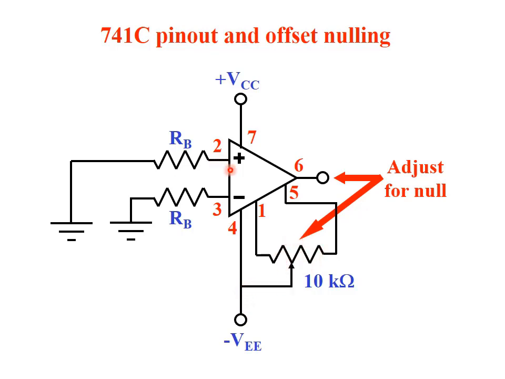So how do we do the offset nulling? We connect the non-inverting input and the inverting input to ground. That means we will have 0 volt and 0 volt on the inputs, so the output should be 0. Now we bring a voltmeter and we measure the voltage on the output. If it's not 0 volt, then we adjust the potentiometer until we can read 0 volt on the voltmeter at the output. We call this pin out and offset nulling.